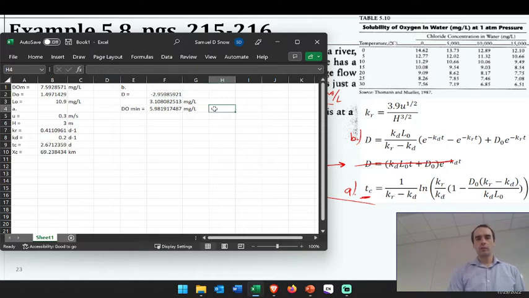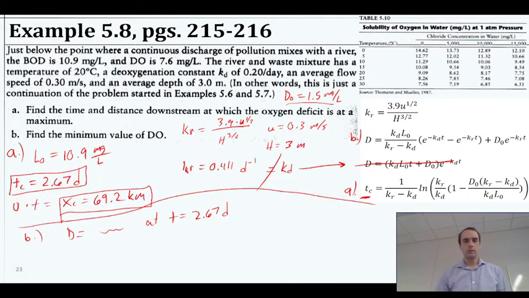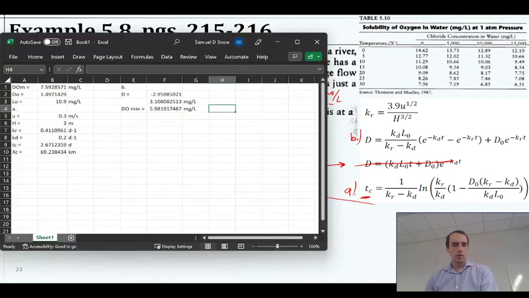So you can certainly double check that and see what you get. I'm going to go ahead and write this down as 5.98. Well, actually we'll say D first of all was 3.1.